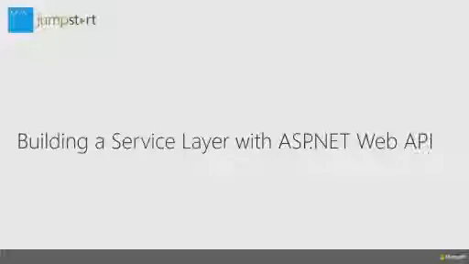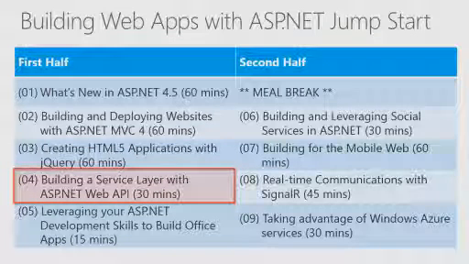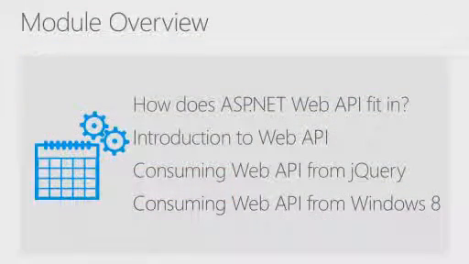Okay, so let's dig into building a service layer with ASP.NET Web API. We are on Module 4. Here's what we're going to be talking about: first of all, how ASP.NET Web API fits into the whole ASP.NET, web forms and MVC and all that. Then we're going to look at consuming a web API, first using jQuery in a web application, and then using a Windows 8 client.